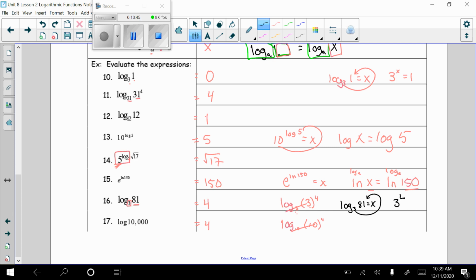3 to what power, or 3 to the x power, is 81. All right, and then you can just solve for x from there. Well, 3 to the x power is equal to 3 to the 4th power because that's 81. So x equals 4. Okay, same thing on this one.